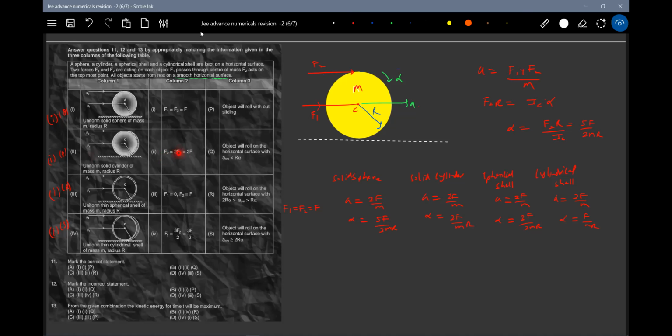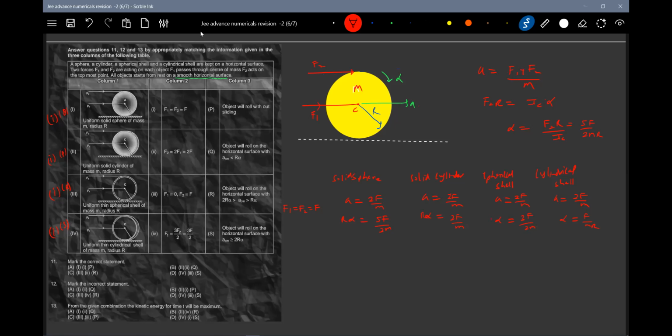F1 equal to 2F, F2 equal to 2F, F1 equal to 0. Okay, making data, I think the acceleration will be very easy to calculate. This alpha will be different for different bodies, but for all the bodies, the acceleration will be same. Am I right? I think there's no fun in writing this acceleration again, you can save time. Better write R alpha directly, so that it will be easy for you to compare.